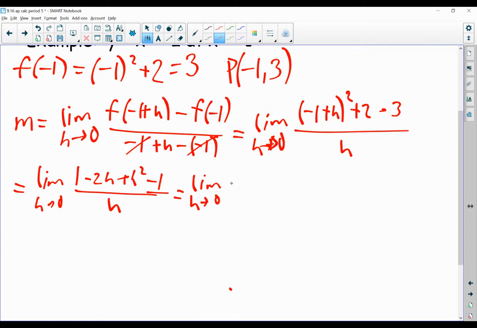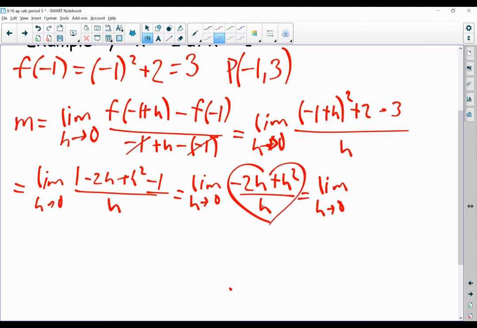So the 1's are going to cancel, and I end up with -2h plus h squared all over h. Now I can see here, if I were to plug in 0 for h to actually take the limit, I would still end up with an indeterminate. So what we can do is either factor the h from the top, or since this is shaped like a heart, I like to break the division. That's my trick. So I end up with negative 2h divided by h, which is negative 2. h squared divided by h is h. So I've simplified the slope expression. I've simplified the difference quotient as much as possible.